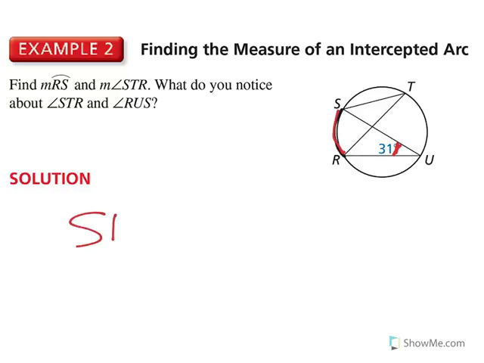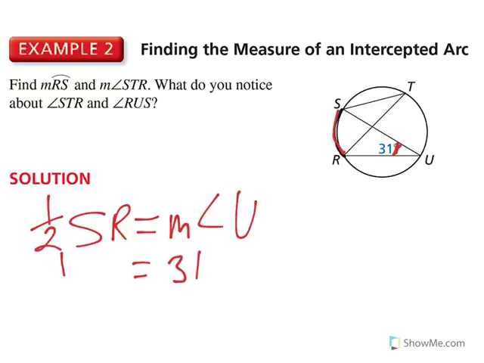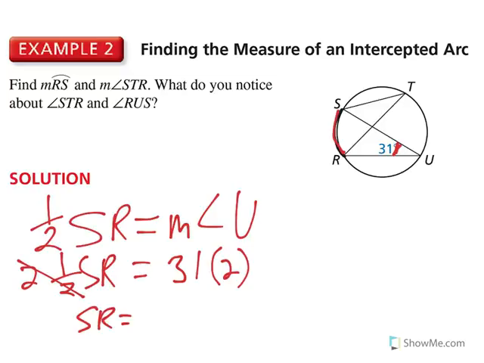So SR, our formula says that we take half of the intercepted arc is equal to our angle. So half of SR would give us our angle of U. We know the measure of angle U is 31. So half of SR is equal to 31. So to get the actual measure, I'm going to multiply by 2 to both sides to get rid of my 2 in the denominator. So SR is equal to 62.